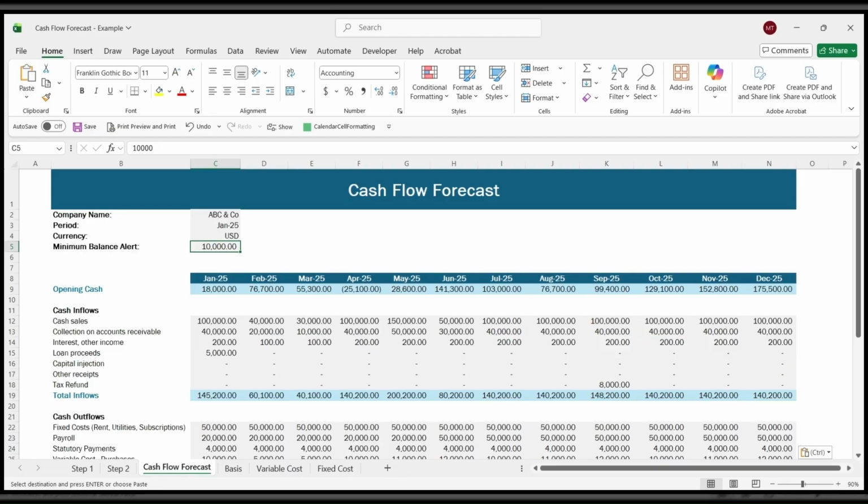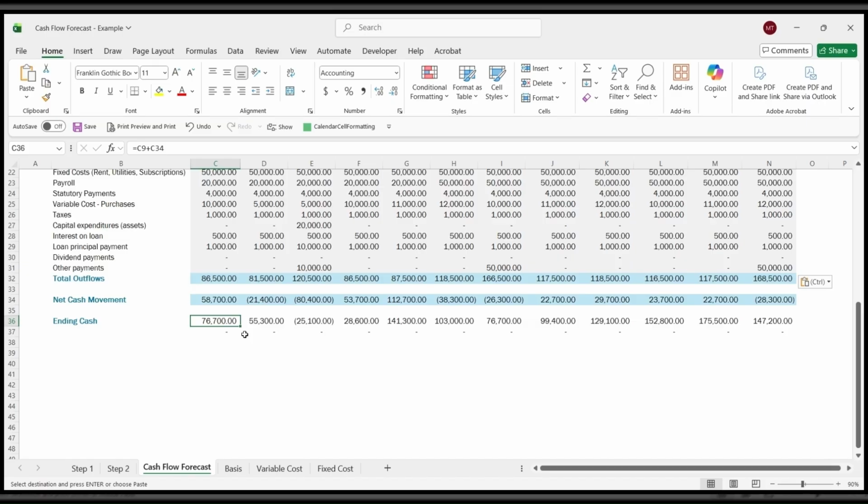So, if for any of the months the ending balance drops below $10,000, then you need to take measures to bring the cash position above the minimum amount. For January, it is above $10,000, so there's nothing to worry. Now, let's look at another example.